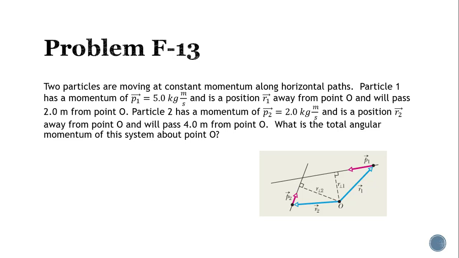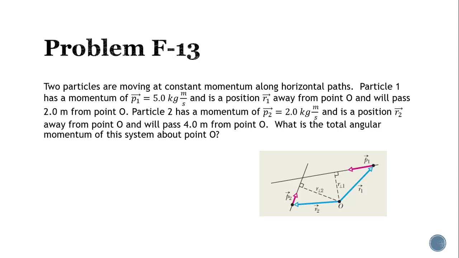So the first thing I want to do is calculate the angular momentum of a system of two particles that are moving at constant momentum along horizontal paths as depicted in this picture here. Particle 1 has a momentum of 5 kilogram meters per second and is currently at a position r1 away from point O, but will pass 2 meters away from point O. So this horizontal distance here is 2 meters. Particle 2 has a momentum of 2 kilogram meters per second and is currently at a position of r2, but will pass 4 meters. So this distance here is 4 meters. We want to know what is the total angular momentum of this system about point O.